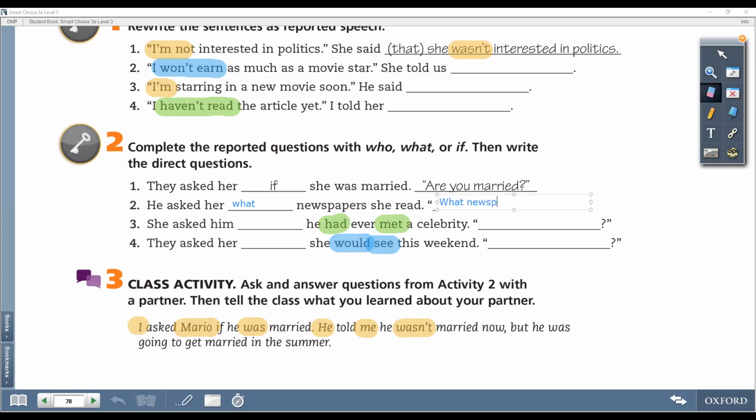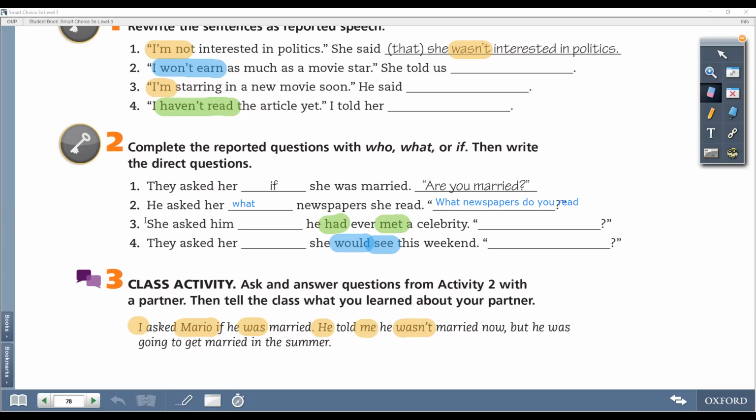What newspapers do you read? That's the direct question, okay? As if we were listening in on their conversation. So, what newspapers do you read? Suppose he asked her. And then I'm going to tell you now. Listen, he asked her what newspapers she read.